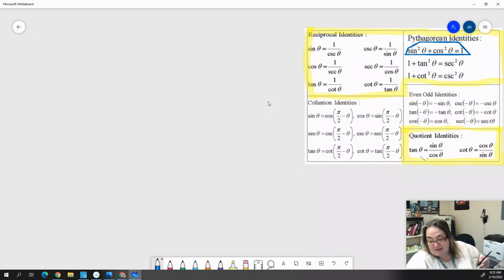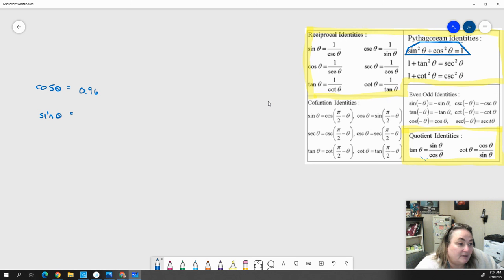So say I have the same kind of problem. I haven't worked this one out yet. So say we have a cosine of theta that equals 0.96. And what we want to find is sine of theta and tangent of theta.